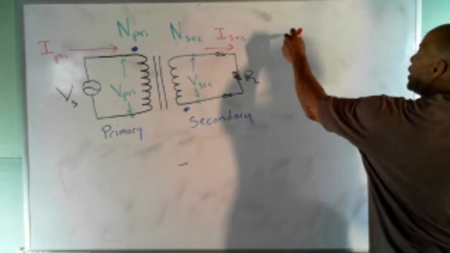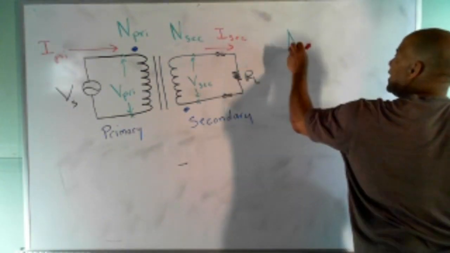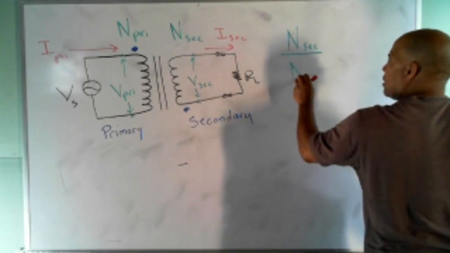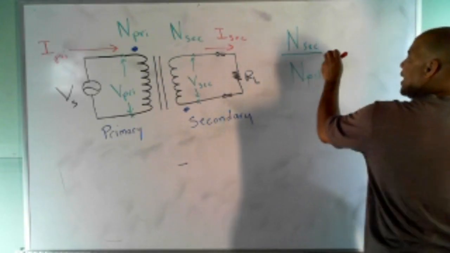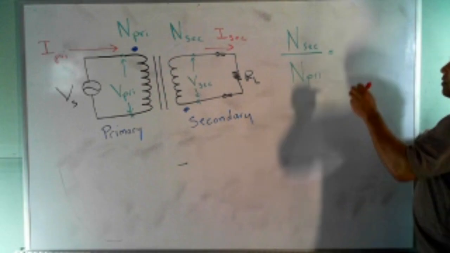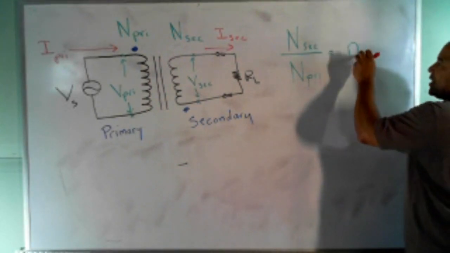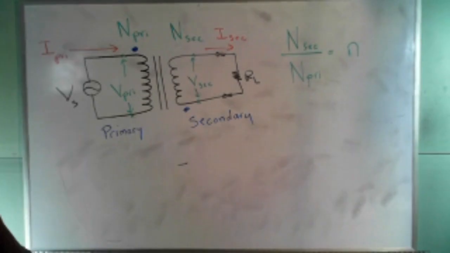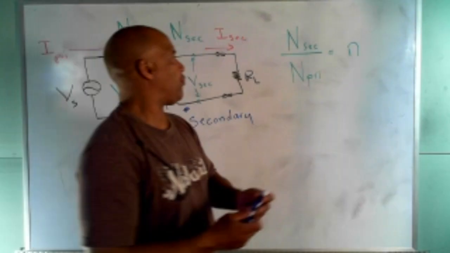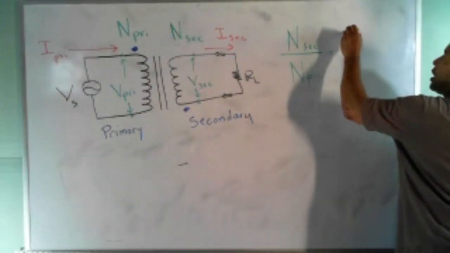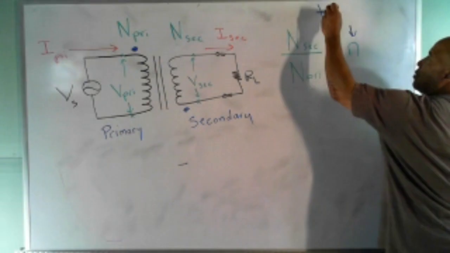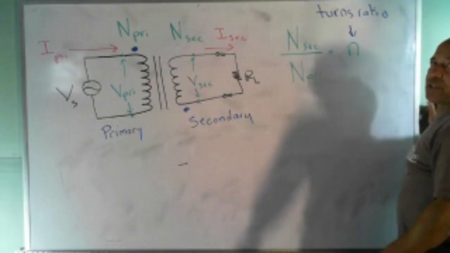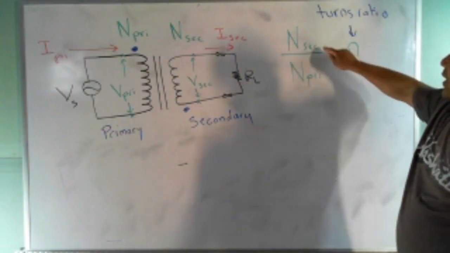If I take the ratio of N secondary to N primary, I get this other symbol, a lowercase n. We call that the turns ratio. That's very important. The turns ratio, the ratio of N secondary to N primary.